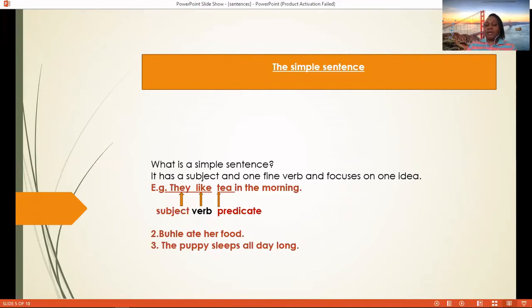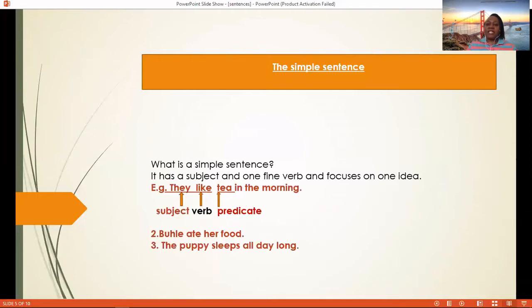Take for an example: they like tea in the morning. We have they as our subject. The pronoun they is our subject. And then our finite verb is like. And the rest of the sentence, they like tea in the morning, is our predicate.